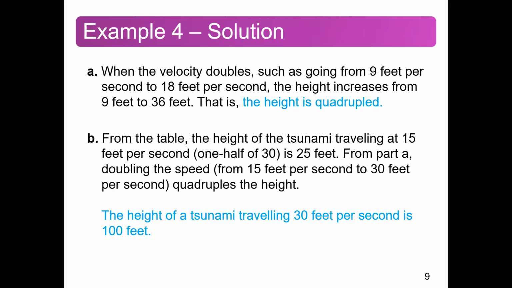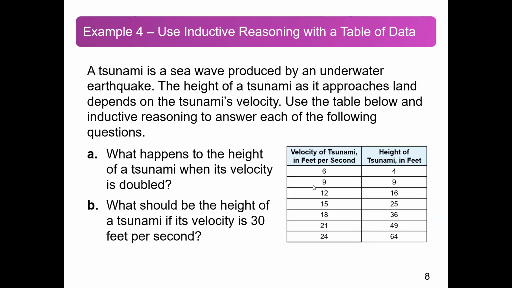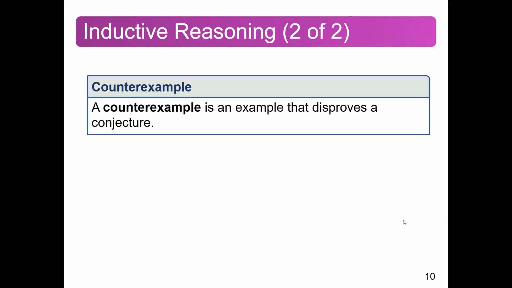So from part A, doubling the speed from 15 feet to 30 feet quadruples the height. Therefore, the height of a tsunami traveling 30 feet per second is 100 feet. So you're analyzing your data, you're trying to come up with patterns, and from these patterns, trying to come up with a conclusion.